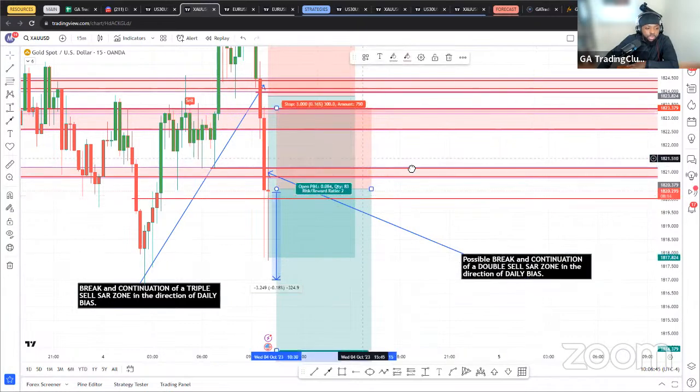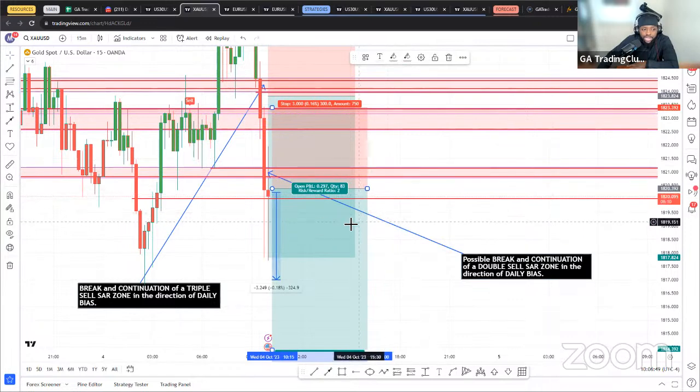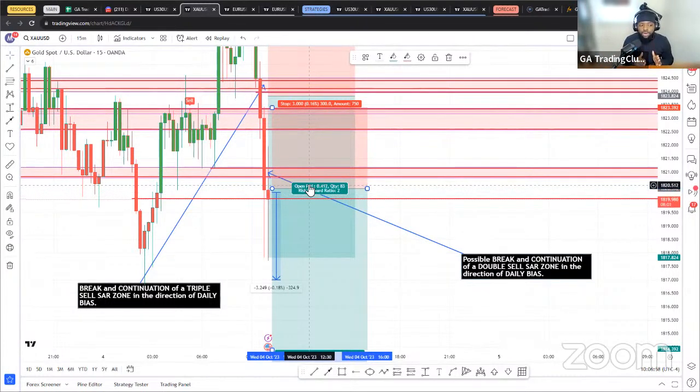Right, so that's the first one. This is the second one. So you see this second one right here, this is what I want. In the next 8 minutes, I would want this candle to close where it is. So I want gold for this 15-minute candle to close where gold currently is, because at that point I can take gold with a 30 pip stop loss, 60 pip TP, and my stop loss will be above this sell SAR zone that I'm trading.